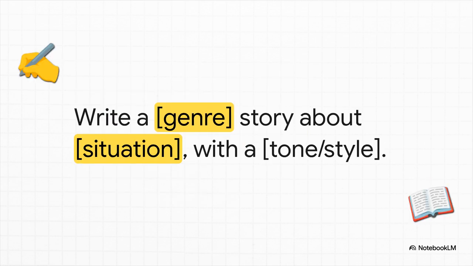Even for something super open-ended like creative writing, structure is your absolute best friend. This template gives the AI the perfect guardrails. By defining the genre, the situation, and the tone, you're giving it a clear creative runway. It's not about limiting creativity, it's about focusing it. And the result is almost always a way more compelling story.